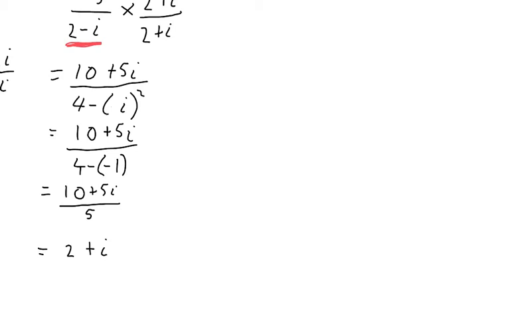Okay, let's have a look at another example using the conjugate. So it's 2 plus 3i over 1 minus i. We're multiplying by the conjugate, and I'll put the conjugate in red here. So that's 1 plus i over 1 plus i. Okay, because it's the opposite. We're creating a difference of 2 squares to make it easier for ourselves.